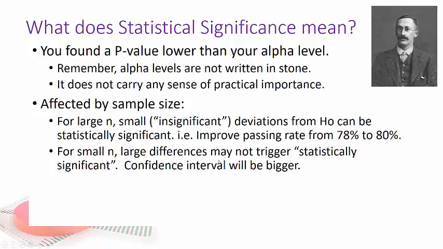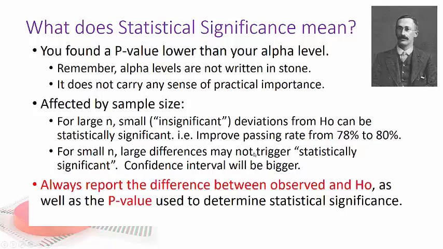All right. For small n, large differences may not trigger statistical significance because my standard deviation is going to be higher, and so is my confidence interval. So be careful with statistical significance. Always report the difference between observed and H0 as well as the p-value. So like if I had this 78 to 80%, you want to know what those values are, observed and H0, in addition to the p-value for getting that. All right.